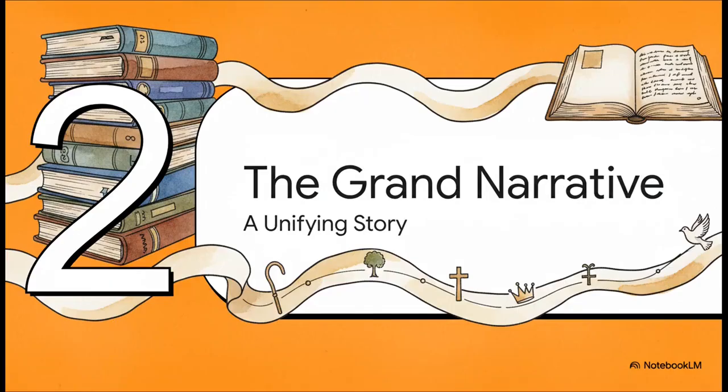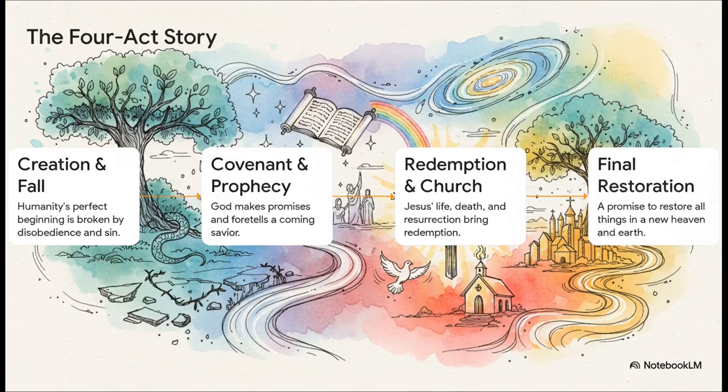So, if it's a library with 66 different books, you might be wondering, what holds it all together? Well, the answer is a single, massive story that weaves its way through from the very first page to the very last. Let's trace that big narrative arc. You can actually break this whole story down into 4 major acts. It starts with creation, and then humanity's fall from that perfect state.